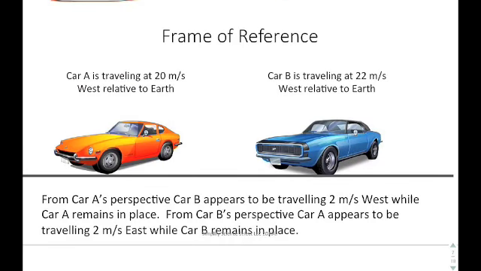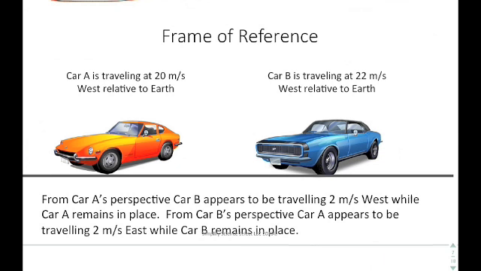Frame of reference, continued. Here's an example. Car A is traveling at 20 meters per second west relative to Earth. Car B is traveling 22 meters per second west relative to Earth. From car A's perspective, it appears like car B is traveling 2 meters per second west while car A remains in place. So it's kind of a comparison value.